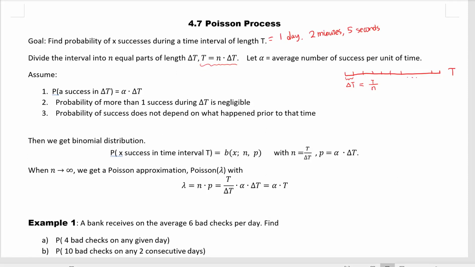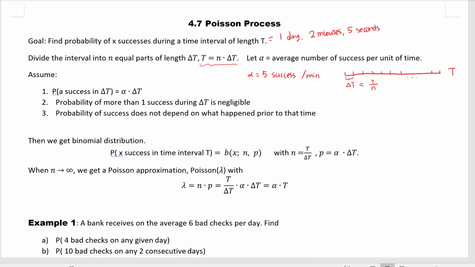Okay? Next, we let alpha be the average number of success per unit of time. What does that mean? For example, alpha could be 5 successes per minute, something like that. So alpha is the average number of success per unit of time, for example, 5 successes per minute. Okay, now assume 3 parts.